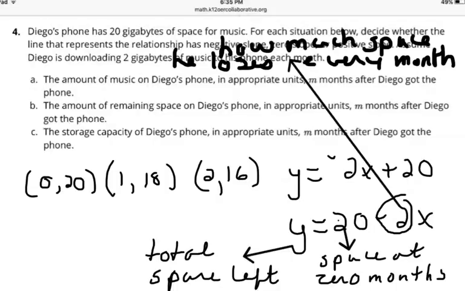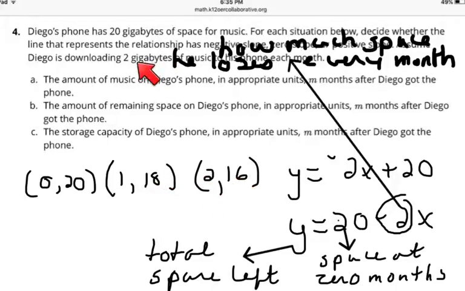Okay, so you've already read the situation. I just wanted to show you that I was having a little trouble understanding these first two. And so I did some writing of ordered pairs in an equation to help me think through what they're talking about here. So (0, 20) represents that at 0 months he has 20 gigabytes of space. At 1 month, he has 18 gigabytes of space. At 2 months, he only has 16 gigabytes.